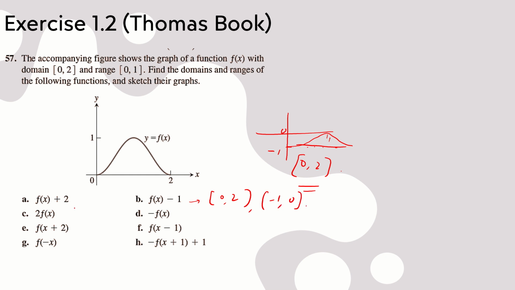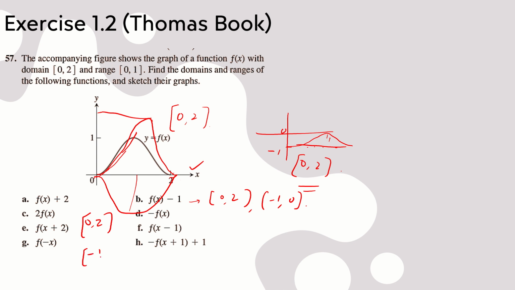For 2 times f of x, it will remain the same graph, but we have to stretch it upward, stretching up to 2. So the domain will remain the same, whereas the range will become 0 to 2 now instead of 0 to 1. Minus f of x is basically the reflection about y equal to 0, meaning we have to reflect it on the x axis, and the rest will remain the same. The domain will remain the same, 0 to 2. The only difference will be in the range, and that will become -1 to 0.